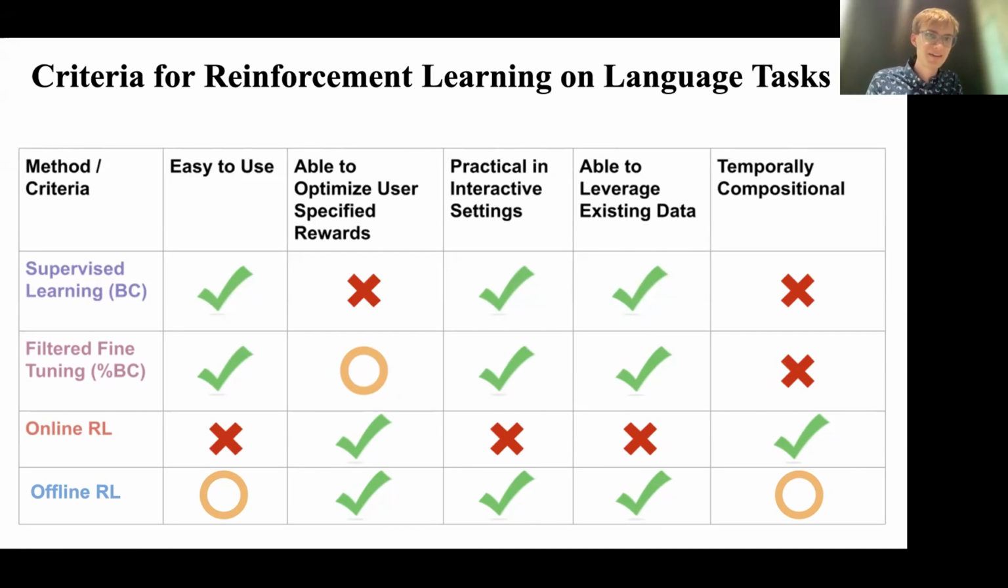So the 5 conditions are: 1, easy to use. Ideally, we want our method to be easy for people to use. It's less likely that your method will take off if it's really hard for people to get working, especially when we're talking about large scale language models where we can't train these things a bunch.